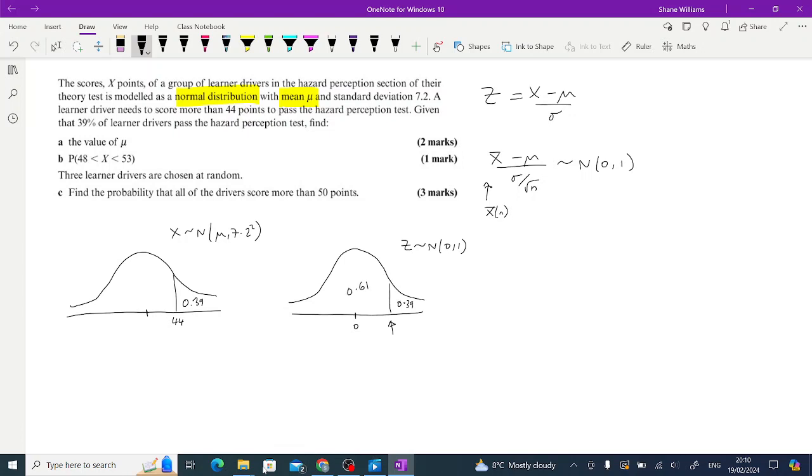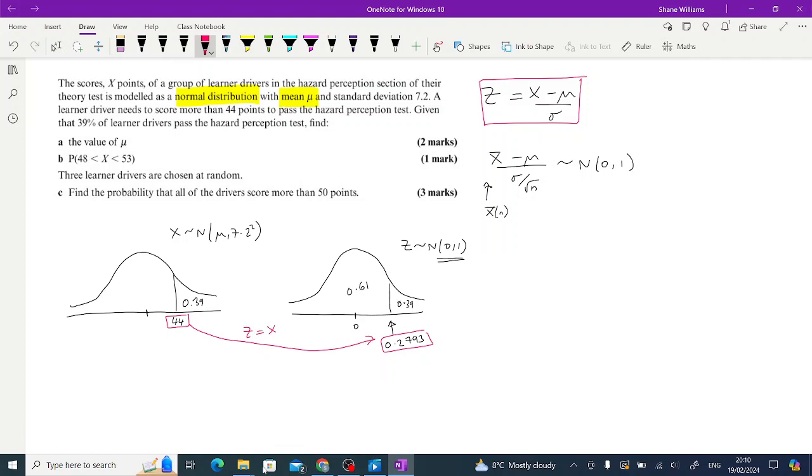So I'm going to do an inverse normal of 0.61 using these parameters, and I find that the value is 0.2793. So this value here is the corresponding value to the 44. And the way I convert between them is to use this formula. So to get from here to here, I use that formula.